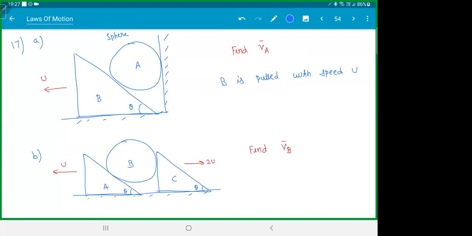Next question. We have two wedges A and C, identical wedges with angles theta and theta. A is going left with U, C is going right with 2U. There are two ways to do this. I'll show you both the methods.